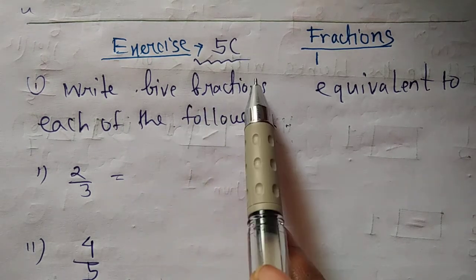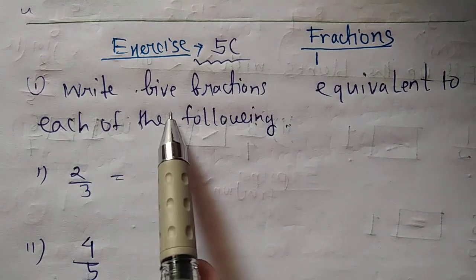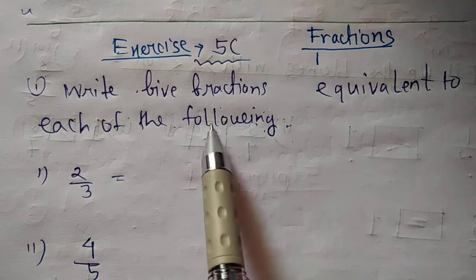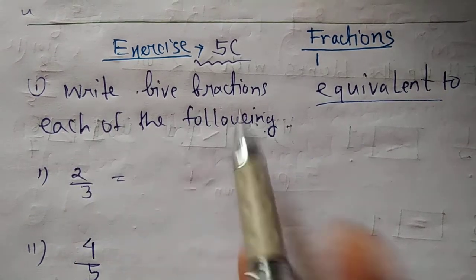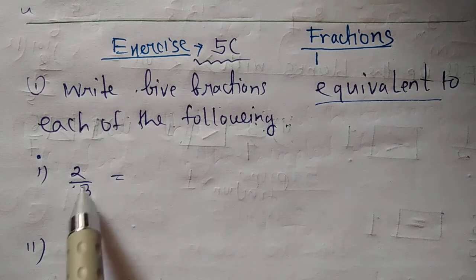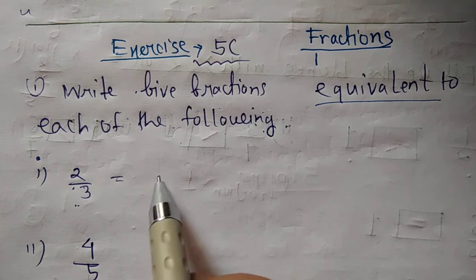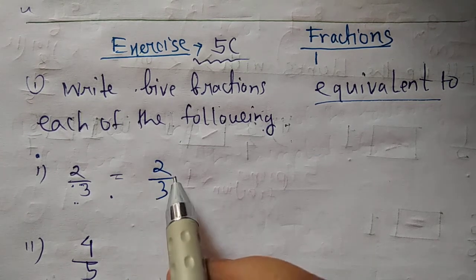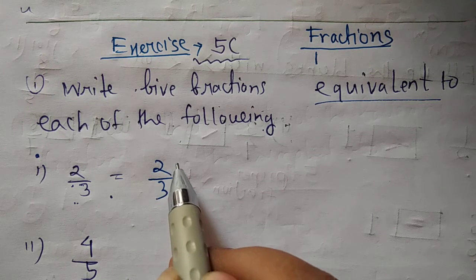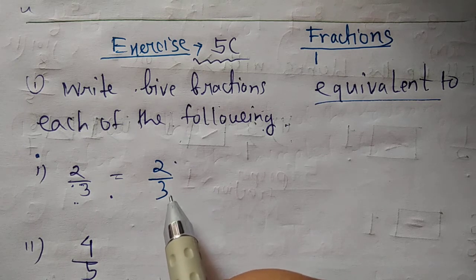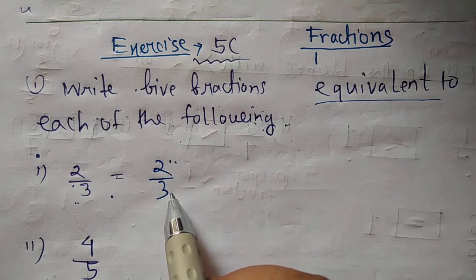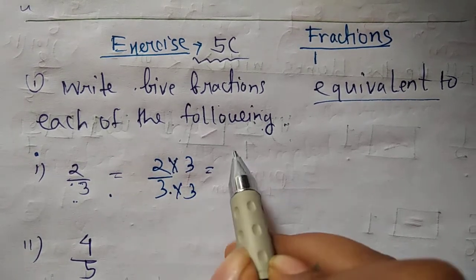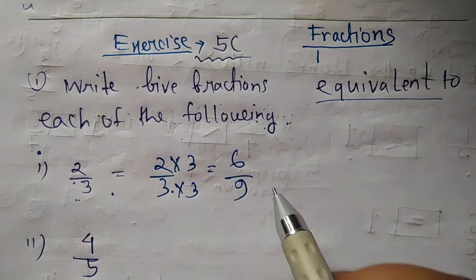Here I discuss chapter 5 fraction, exercise 5C. The first question is write 5 fractions equivalent to each of the following. So what is the equivalent fraction of 2 by 3? You can multiply this fraction with any natural number. Like 2 by 3, you multiply this with 2. So you can multiply the numerator and denominator of the fraction with same number, 2 into 2 and 3 into 2. You get 4 by 6.